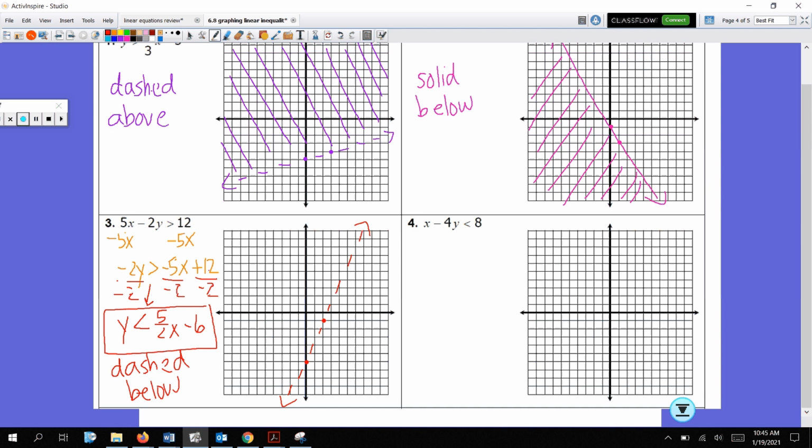Okay, there's my dashy line. It covered the coordinate plane. I'm shading below the line, underneath the line. There's all my solutions. Okay, one more to go.